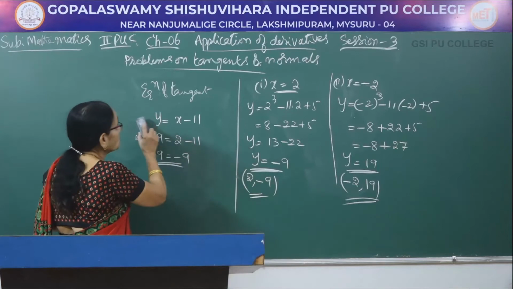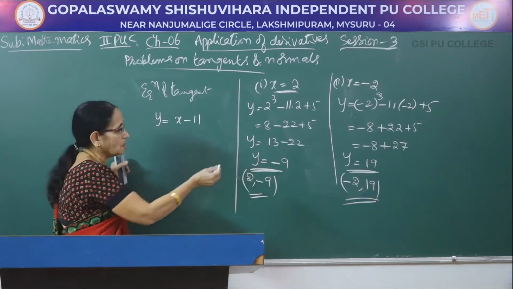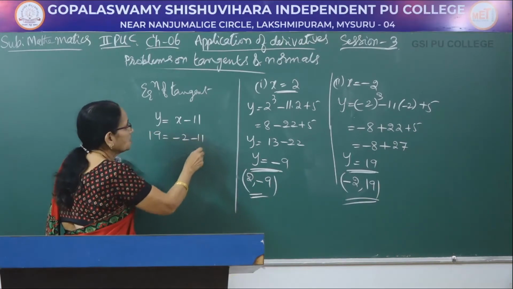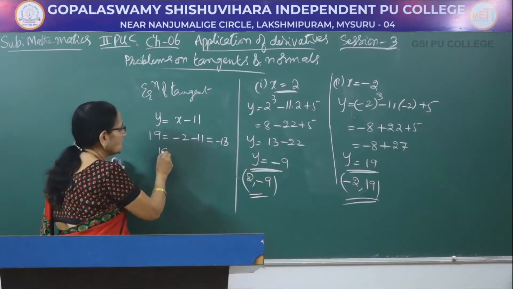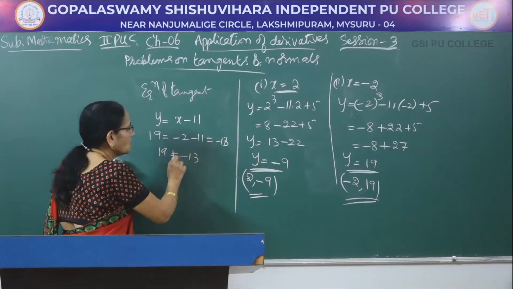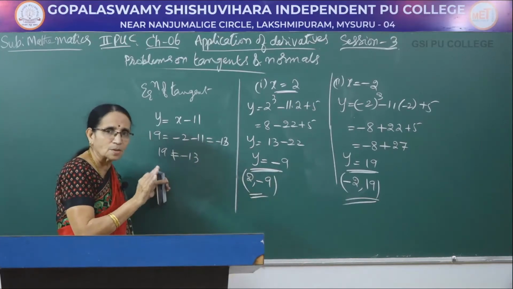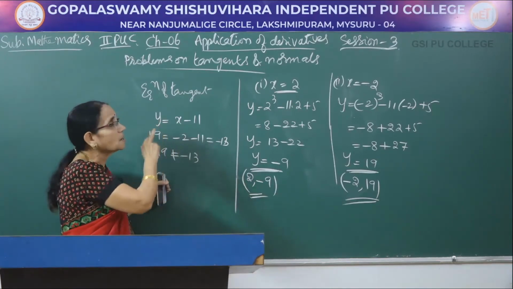Let me substitute the other point and see whether it will be satisfied or not. Substitute y equal to 19 and minus 2 minus 11. What is the value? We got minus 13. So, 19 cannot be equal to minus 13. In the earlier problems, when 2 points were given, we considered both of them. Now, here only one point is lying on the tangent.